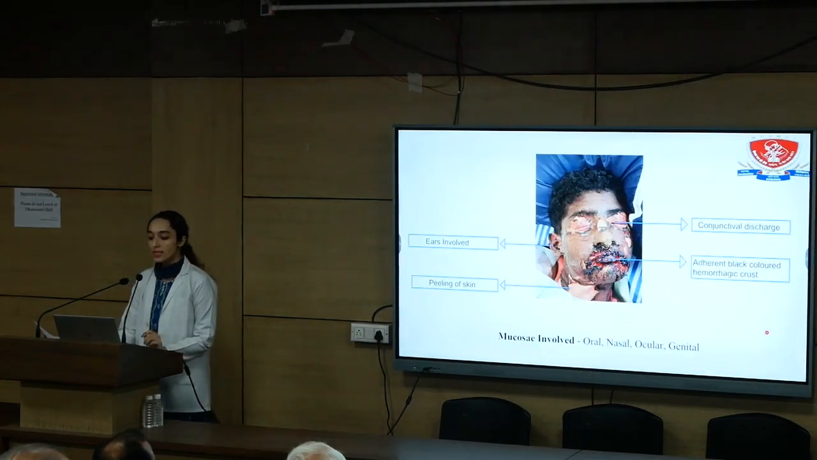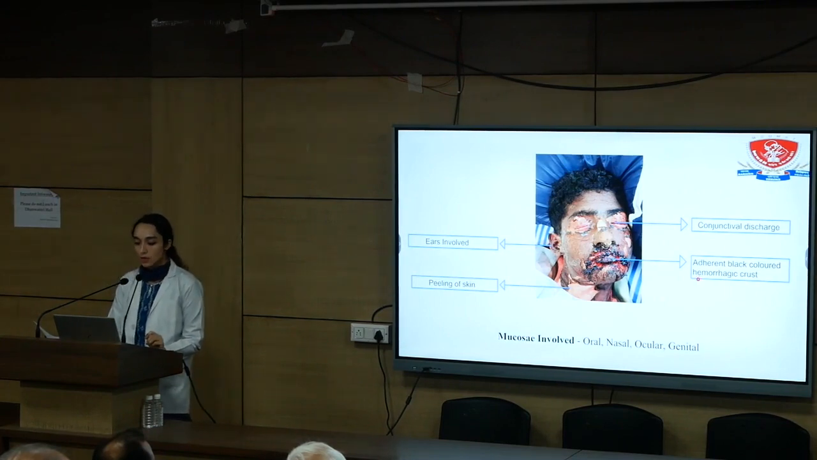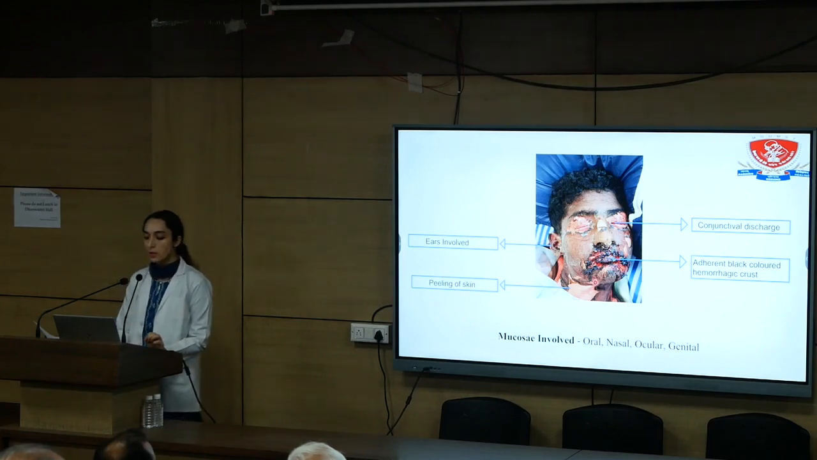On mucous membrane examination, we could see multiple erosive lesions present over the lips and the perioral region with adherent black colored hemorrhagic crusting. So here we can appreciate the adherent black colored hemorrhagic crusting. Similar crusted lesions are also present over the ears. We can also appreciate the sticky yellow colored discharge coming out of the eyes, which is the conjunctival discharge in bilateral eyes, and the peeling of skin in the form of sheets can be seen over the neck and multiple areas of the face.